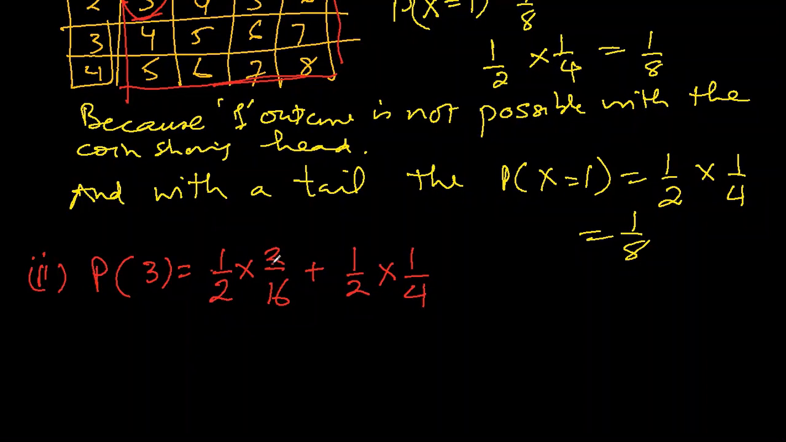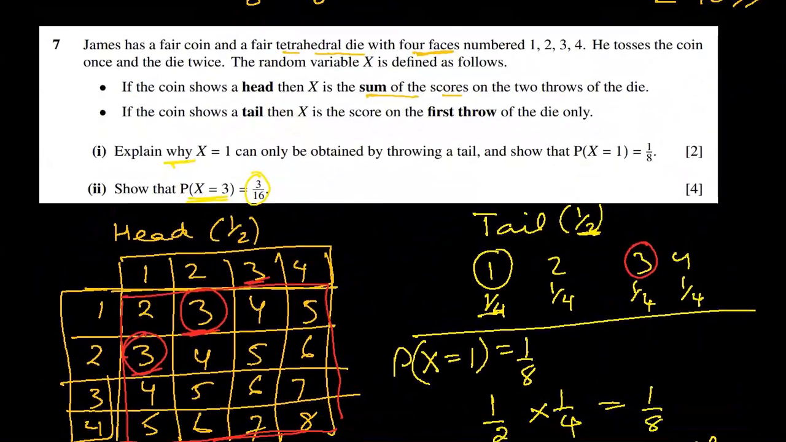So we can cancel this 2 and 2: 1 over 16 plus 1 over 8. To get the same denominator, we multiply here, so it will become 1 plus 2, 3 out of 16. This says show that, and we have shown it.